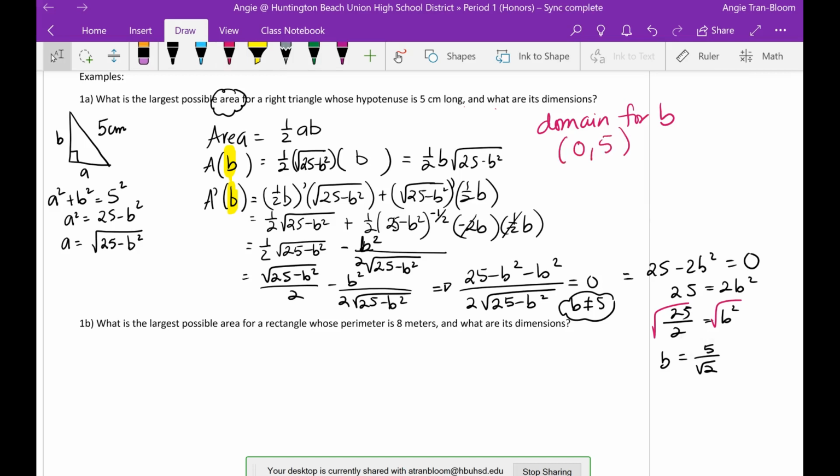Well, on the bottom, I do have b excluding 5 because that's one of my critical points, but it doesn't apply anyway. So do I have to use that point at all? No, so we don't have both. So the only point that's in between 0 and 5 is just what? 5 over rad 2. Okay, so that's the only point you have. So now what? I'm looking for the largest area and dimension. What's your next move? Plug it back in to find what variable?